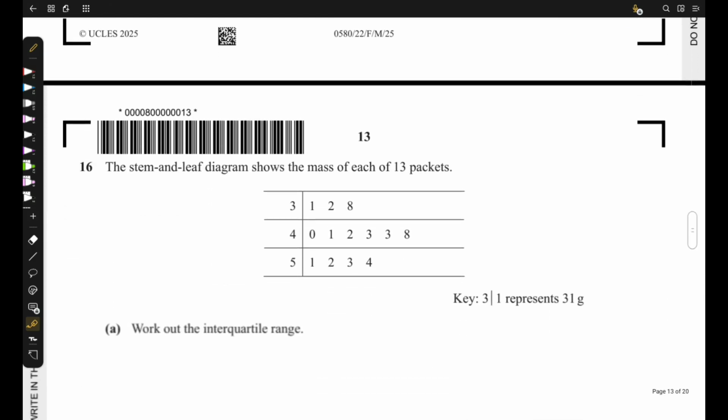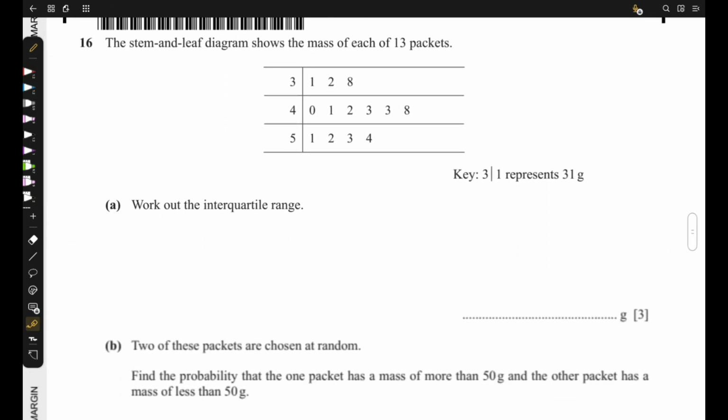Moving on, we have question number 16, which is related to stem and leaf diagrams. Over here we have the stem and leaf diagram shows the mass of each of 13 packets, 31, 32, 38, and so on. 31 represents 31 grams. Work out the interquartile range.